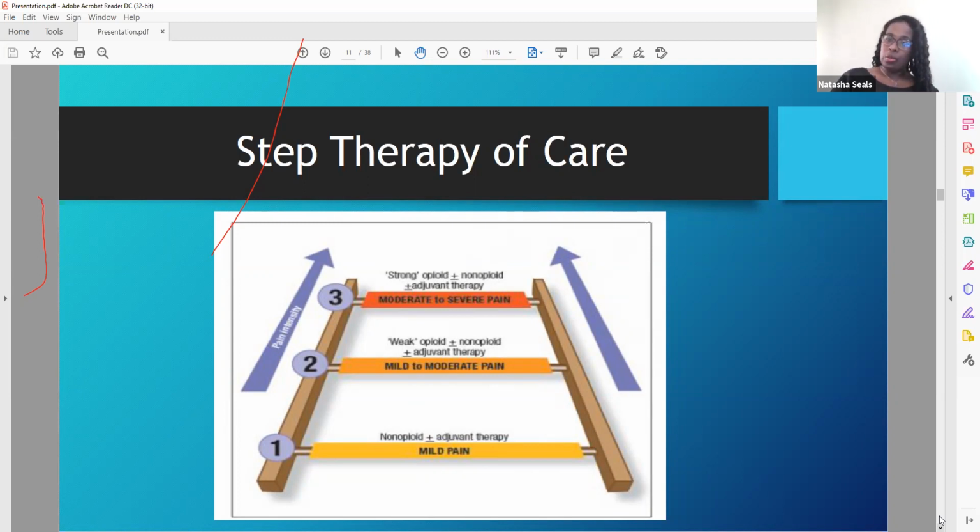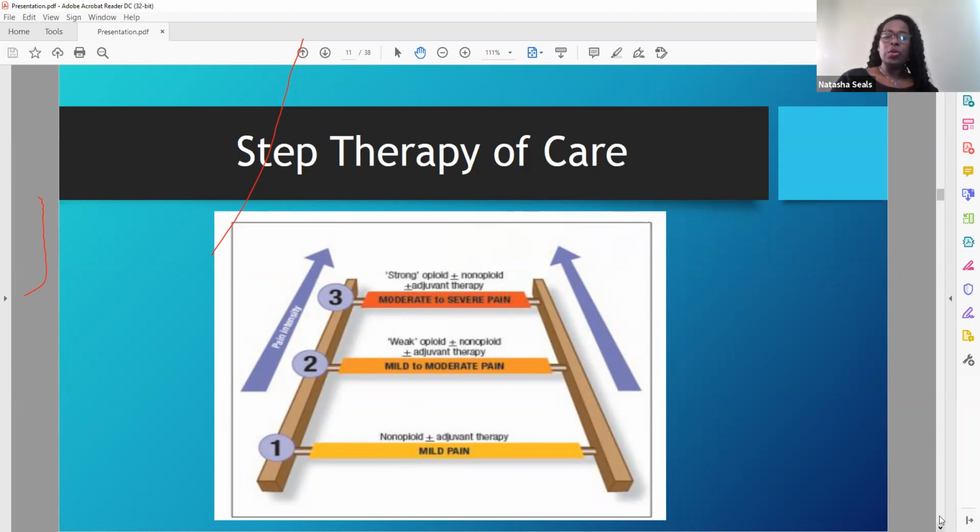When you go to step 2, you're now at mild to moderate pain. And this can be treated by those same things from step 1, but you're going to add something such as a weaker opioid, such as codeine or tramadol or hydrocodone. And when those things don't work, we go to step 3 when we have moderate to severe pain. So now you're adding on or switching to those stronger opioids such as methadone, fentanyl, and oxycodone.